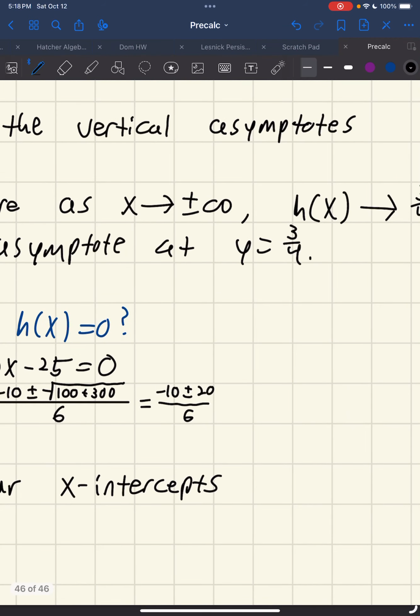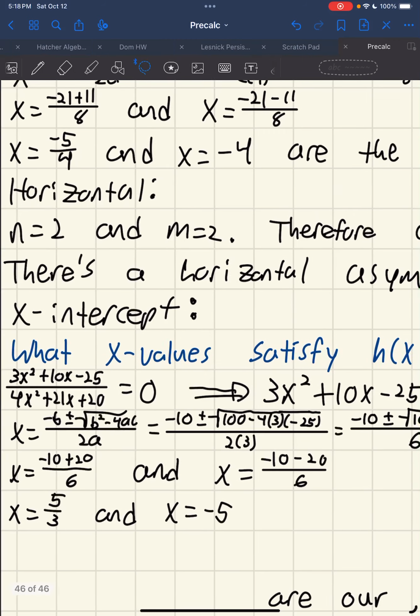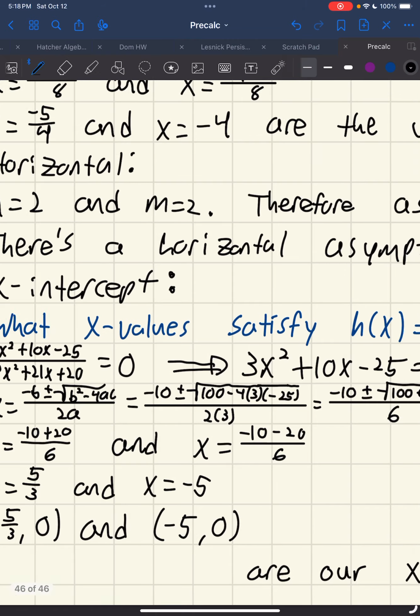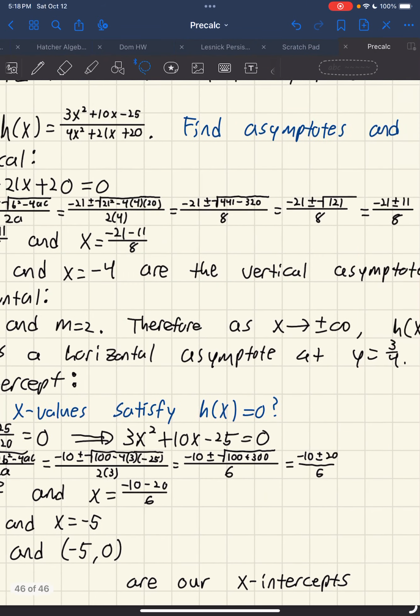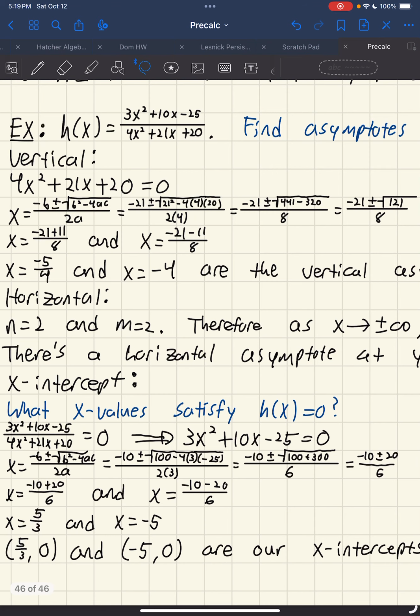So I misspoke here as well. So we have x is equal to these, or actually, let's just move these down, so a bit of laziness. So then our intercepts are actually 5/3 comma 0 and negative 5 comma 0, because those are the actual points where it crosses the x-axis. So that's our x-intercepts for this problem.